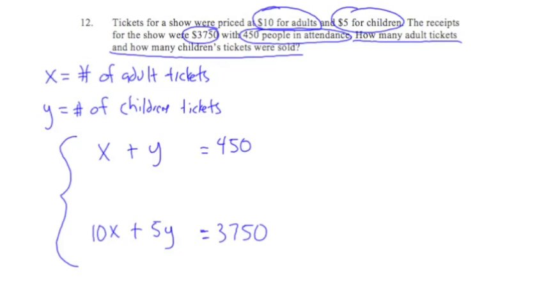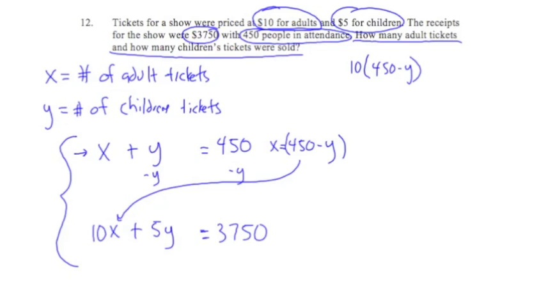Now that I have my two equations, I'm going to go ahead and solve. It's easier to isolate one of these variables up top, so I'm going to isolate x in the top equation. So I'd subtract y. Here's what my equation would look like. It would be x equals 450 minus y. So that's what I'm going to substitute now in the other equation for x. So let's take a look up here when we solve that. So I'll have 10 times this quantity, 450 minus y, plus 5y equals 3750. Okay, distribute the 10. 4,500 minus 10y.